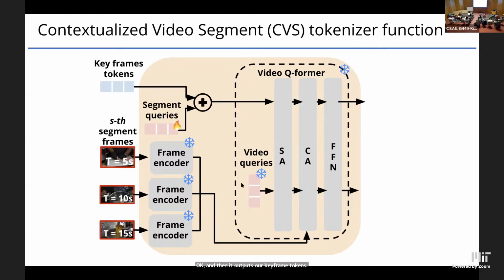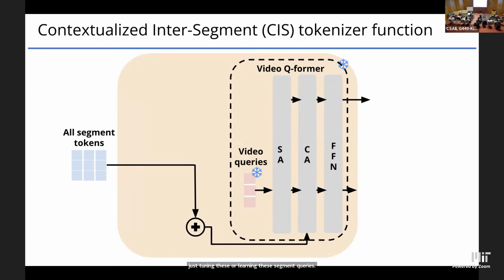Sorry, we don't change the video queries, we train the segment queries. The segment queries are learned prompts, essentially, that we train as additional input into this Qformer. It acts as an additional prompt so that it can learn to incorporate the global context that's coming with the keyframe tokens into the local context of that segment of video. As you can see, the vast majority of everything is still frozen. We're just learning these segment queries. This gives us segment tokens.